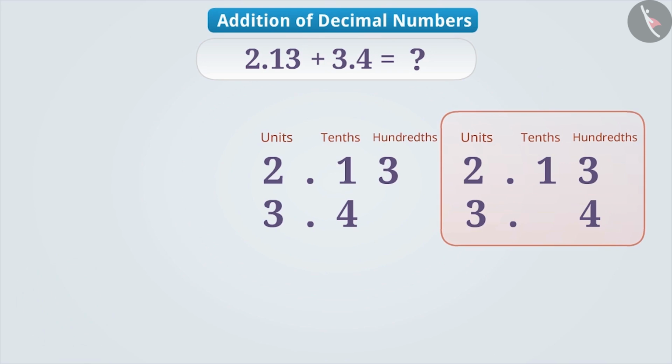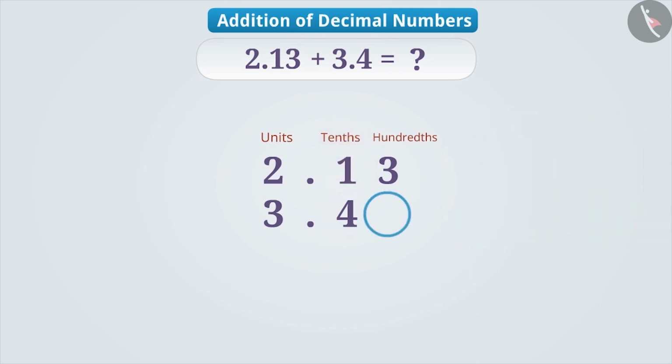If we write it like this, the place value of numbers get changed. Here, the place value of 4 is now 4 hundredths. To write it in the correct form, we have to write 4 in tenths place only. That means below 1, which is also in the tenths place. Now there is no number in the hundredths place. So, we write 0 here.